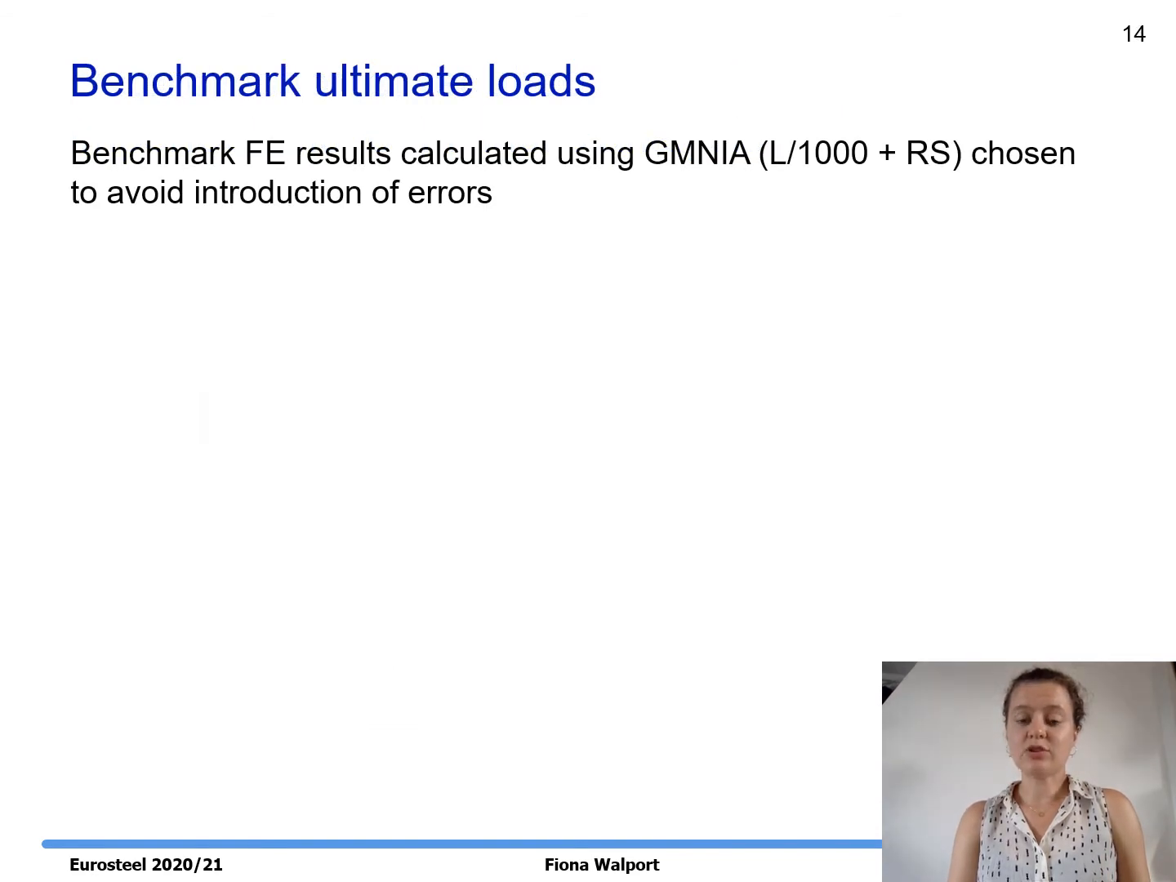Now, the benchmark ultimate loads were calculated using second-order inelastic analysis with a geometric imperfection amplitude of member length L over 1,000, as well as residual stresses. These benchmark FE results were chosen over the use of the existing buckling curves to avoid the unnecessary introduction of errors caused by fitting to results whose accuracy is restricted by the algebraic form of the underlying resistance function.